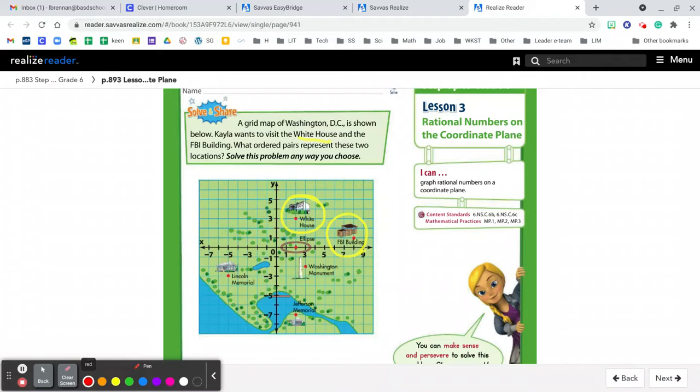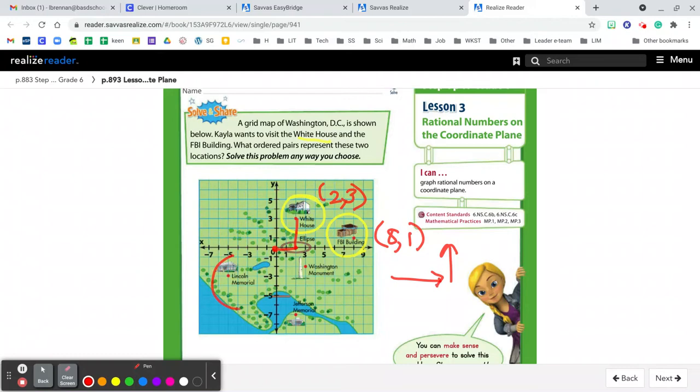So the White House, we're going to start at 0, go over 2. So the White House is at 2, comma, and then we're going to go up 3. And the FBI building, we're going to start at 0. We're going to go over 8, and we're going to go up 1. Remember, we go over and then we go up. Over and then up. So those are positive.